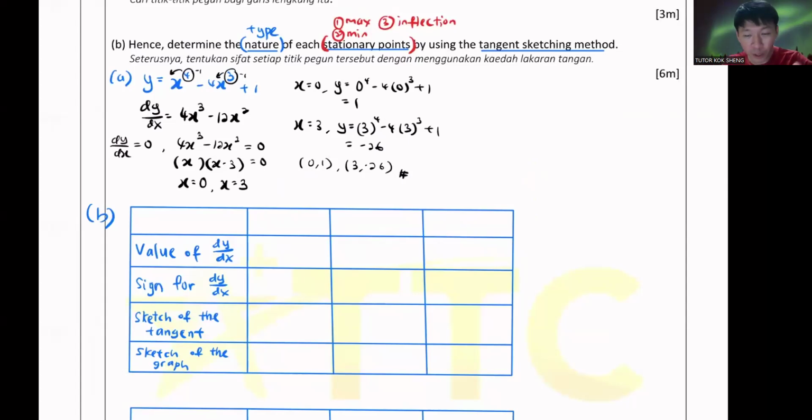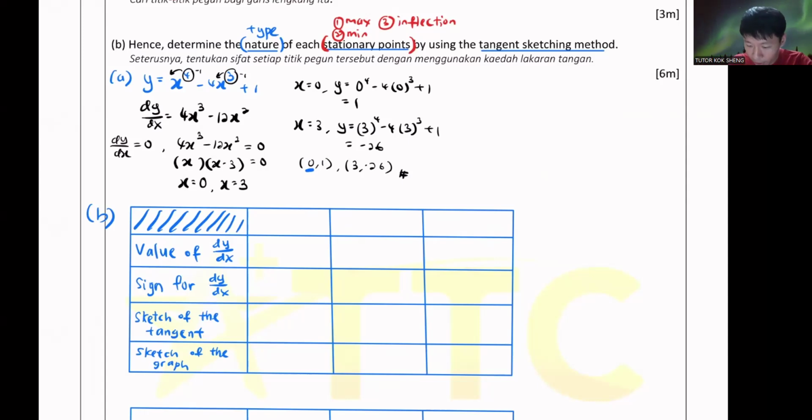Okay, now continue here. Because we have two different points, correct? 0, 1, and 3, -26, correct? So for these 2 points, you have to find the type. You can find the type by using the tangent sketching method here. So start from this point first. 0, 1. So this x is 0, right? This first column you can just ignore. Nothing to fit inside here. And then for the rest of the 3 rows here, you have to put a number that is smaller than and bigger than 0.